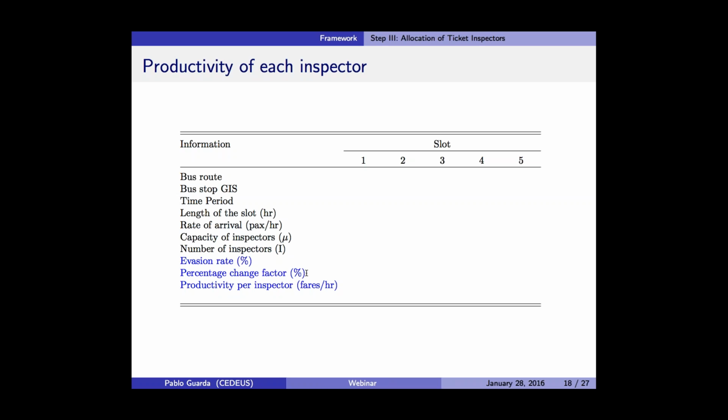And finally, we calculate the productivity per inspector as the product between the percentage change factor, which is the percentage change in evasion if inspectors are located at that bus stop, weighted by the current evasion rate, and weighted by the value of reducing evasion, which can be assumed as the current bus fare in the system. And finally, depending on the productivity of each slot, we allocate inspectors.